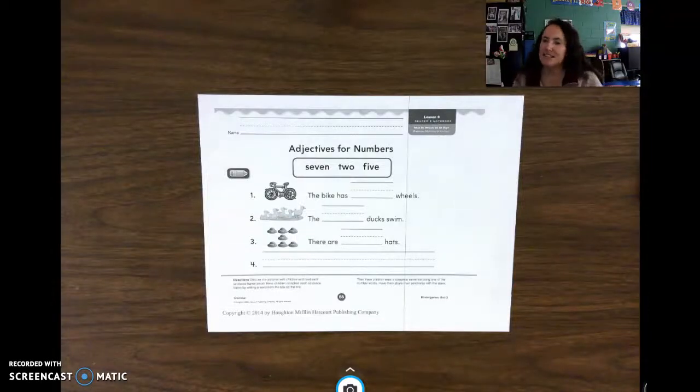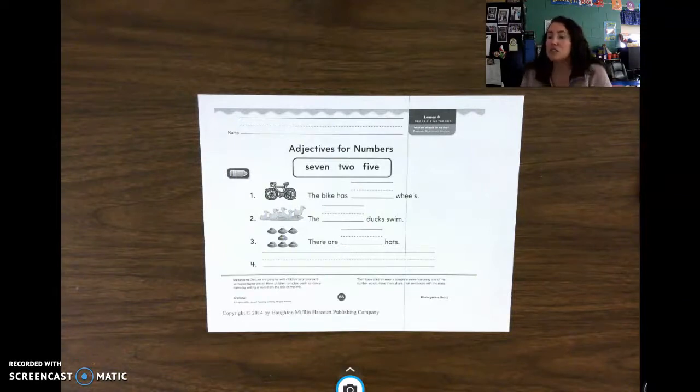Hello boys and girls, today we're going to be talking some more about adjectives. We talked about those last week. An adjective is a word that describes another word. It describes nouns. So it tells you all about people, places, and things. It might tell you their color. That's what we talked about last week.